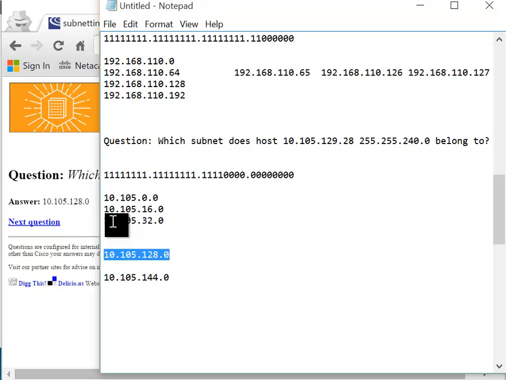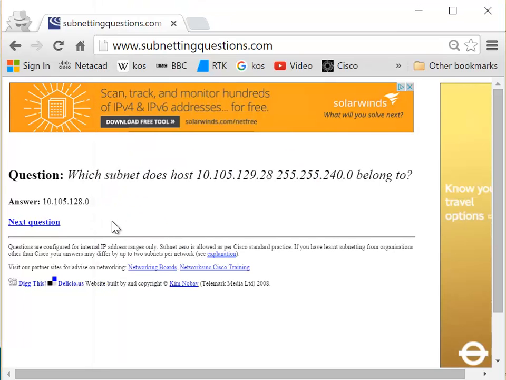Yay! 10.105.128.0. Okay, you can try these at home as many times as you can and be professional in subnetting.